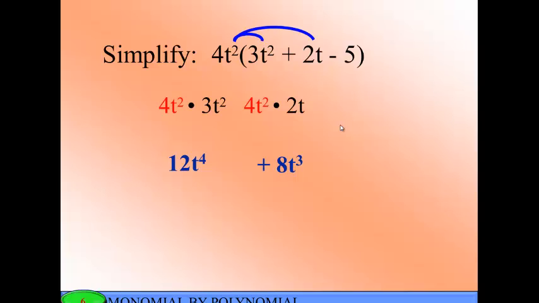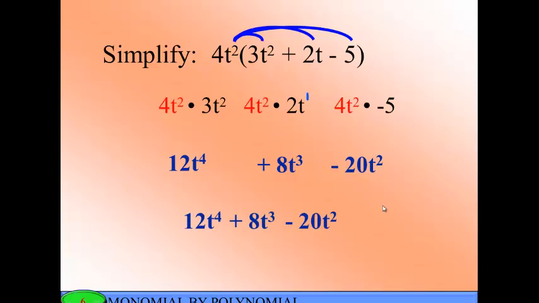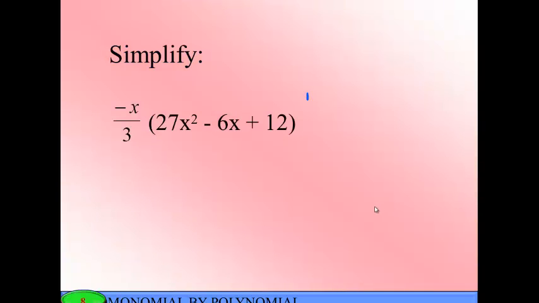Remember that if you don't have an exponent, it means that you have 1 here. If you can't see the exponent, then the exponent is 1. Next, 4t squared times minus 5. So 4 times negative 5, we will have negative 20, and then attach your t squared. Combining these three products, we're going to have 12t to the 4th plus 8t cubed minus 20t squared. Alright, let's move on to slide number 8.